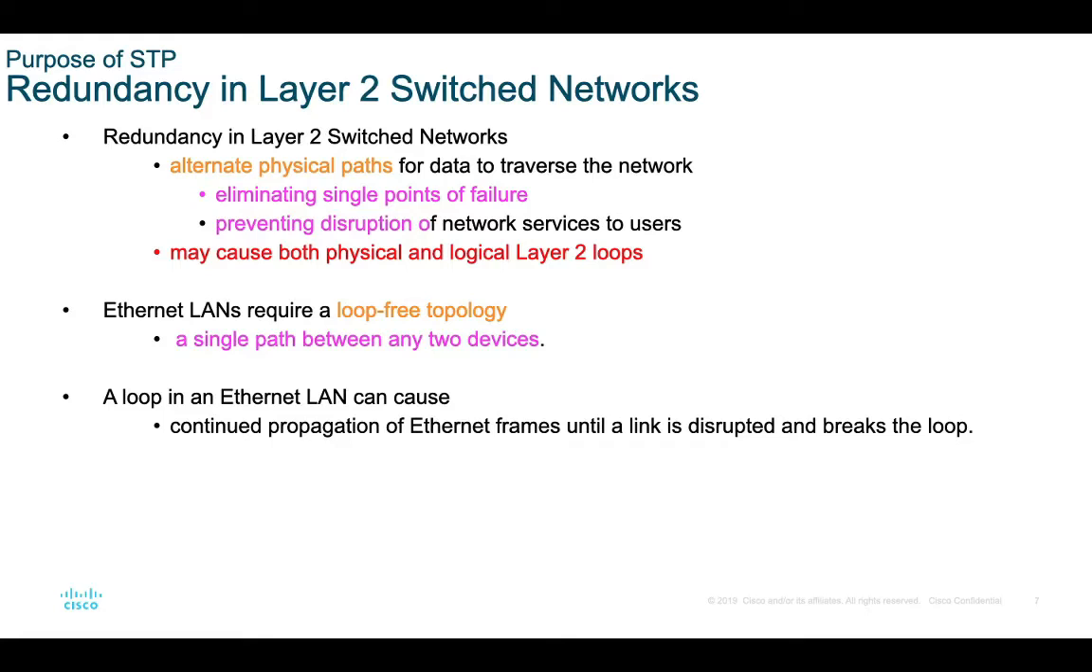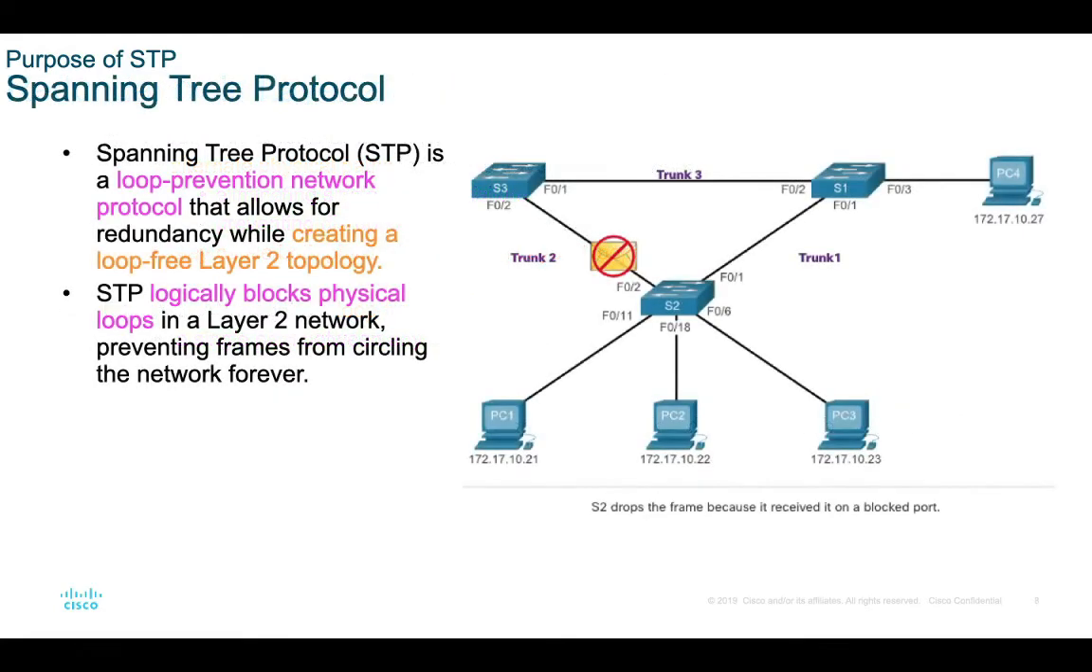So we need an alternate path. But by creating an alternate path, we have the potential to create a loop. If we can go from one switch to another switch through one path, and then go through another path, the data can travel and come back inside a loop. A loop is not a good thing in a switch network, so we try to prevent a loop. That's why we need spanning tree protocol. Spanning tree protocol will prevent a loop.